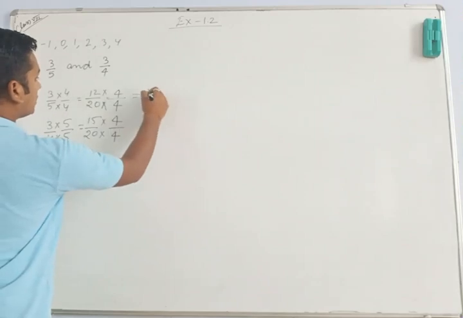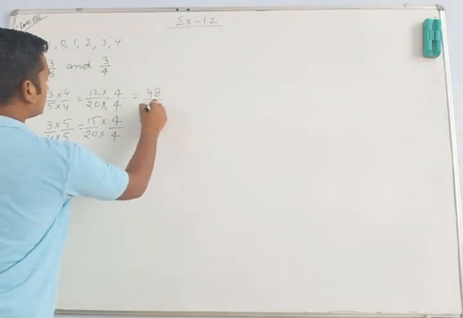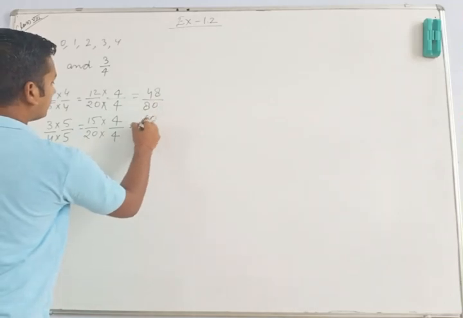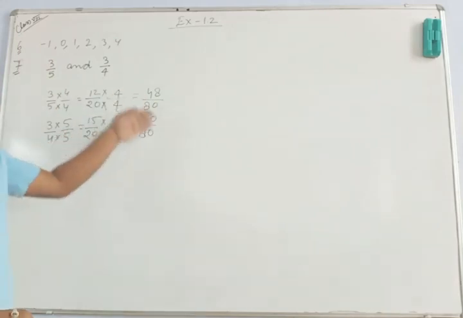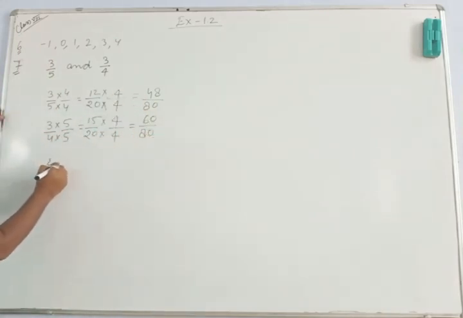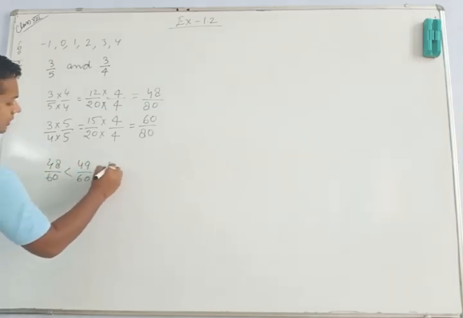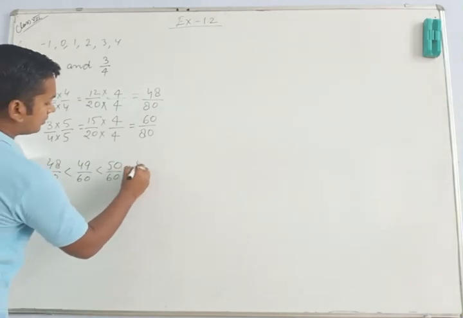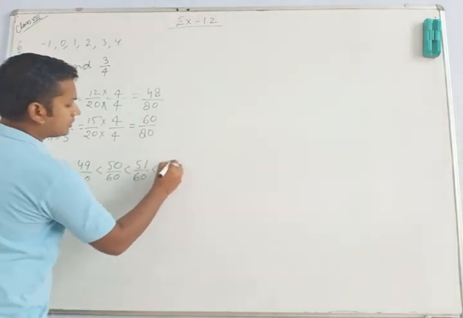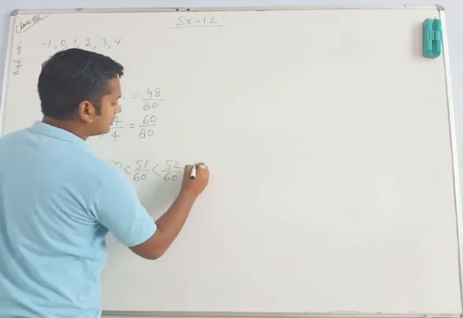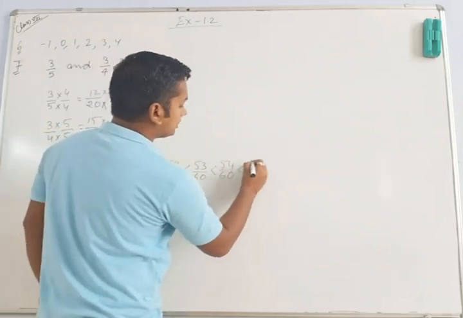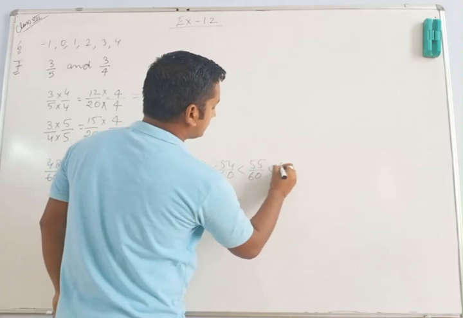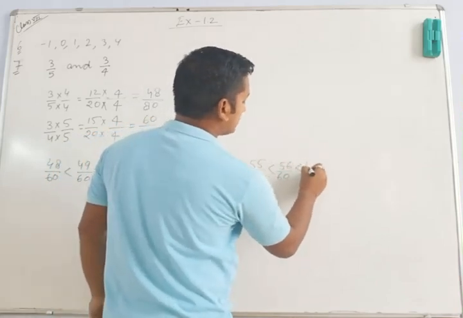So 12 4s are 48, and 15 4s are 60. Will we get 10 rational numbers? Yes, we will get more than 10 rational numbers in this case. So 48 upon 60, after that we will write 49 upon 60, 50 upon 60, 51 upon 60, 52 upon 60, 53 upon 60, 54 upon 60, 55 upon 60, 56 upon 60, 57 upon 60.